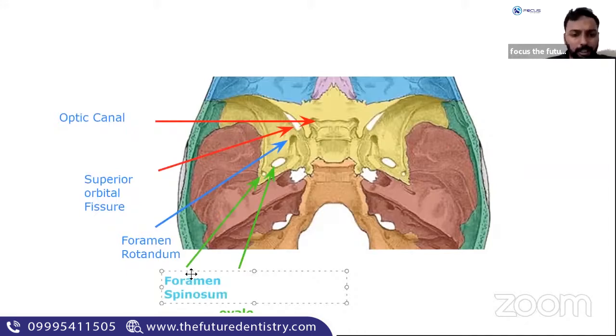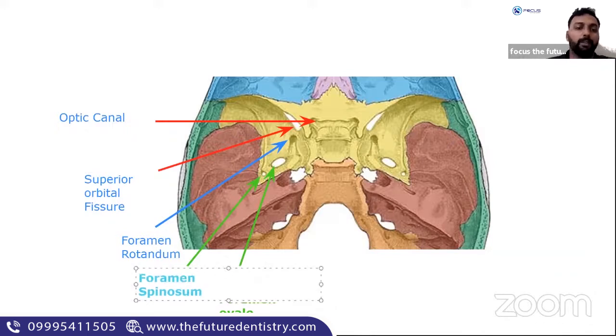One important structure which is going to pass through it, rather than coming out through it, is going to enter into the cranium. That is your nervus spinosus. It's a branch of the mandibular nerve itself. So the mandibular nerve comes out through foramen ovale and a small branch re-enters through the foramen spinosum into the cranium. Okay, we will discuss all those later.